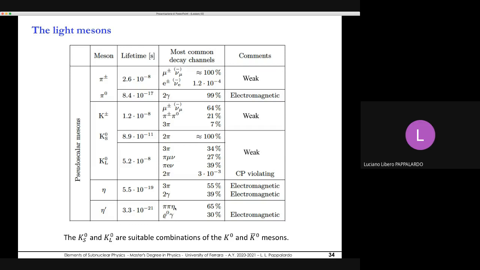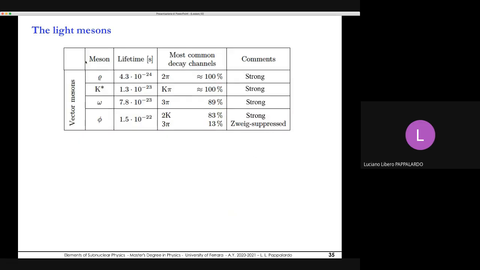What about the vector mesons? So we have the 3 rhos, ρ minus, ρ0, and ρ plus. You see now the decay time is typical of the strong interaction, for all of them here. And so the ρ decays in 2 pions with 100% probability. Same for the k star in a kaon and a pion, and for the omega. And then there is an interesting feature for the phi meson. It is still a strong process, but you see now the decay time is a bit longer, and it is because this decay has a component which is suppressed.